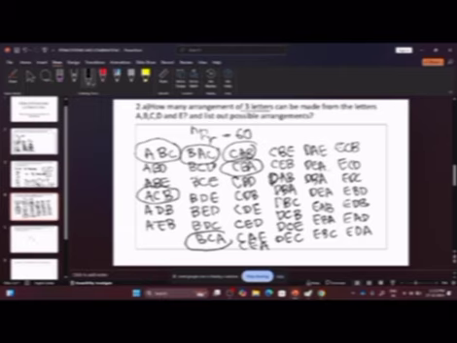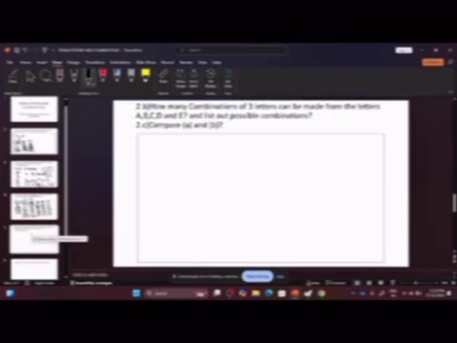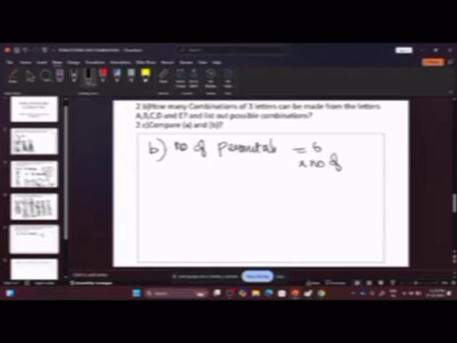Which means we can say that the number of permutations is, in this case, 6 times the number of combinations. Because with the combination of 3 letters, we can make 6 arrangements, including that combination. Which means NPR is equal to 6 into NCR. That is, NCR is NPR by 6.